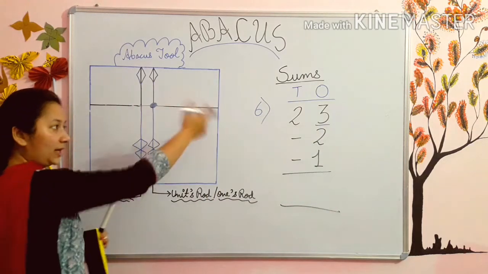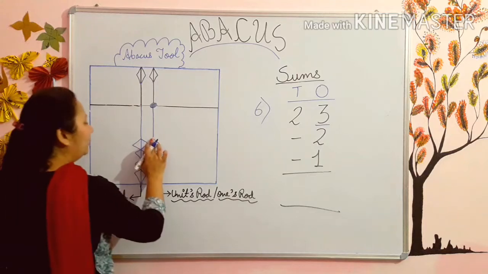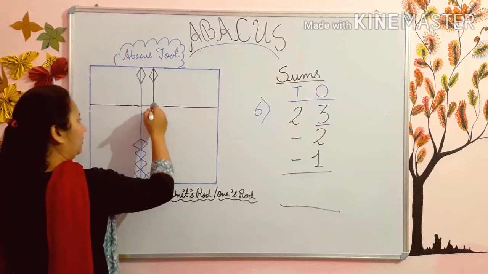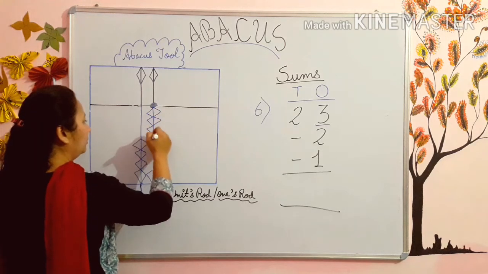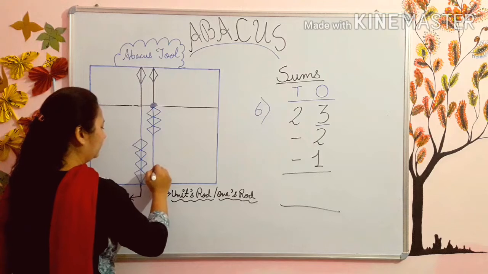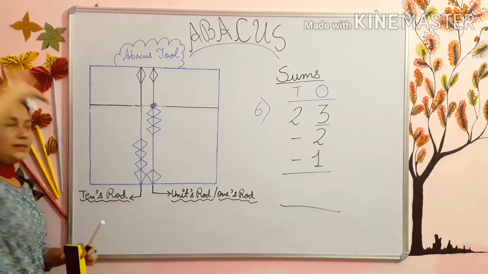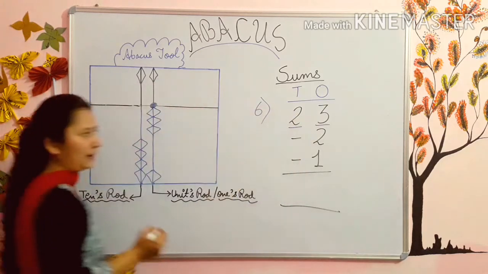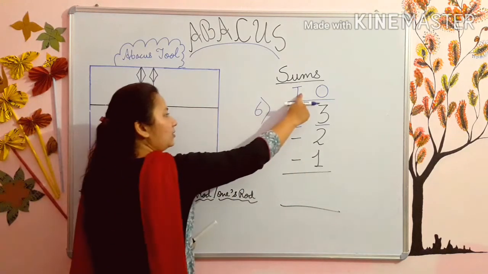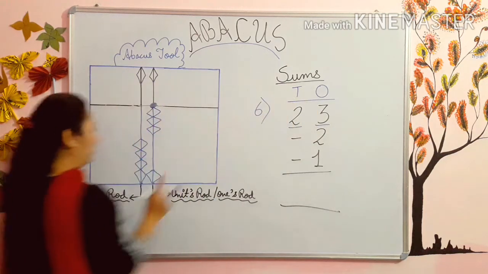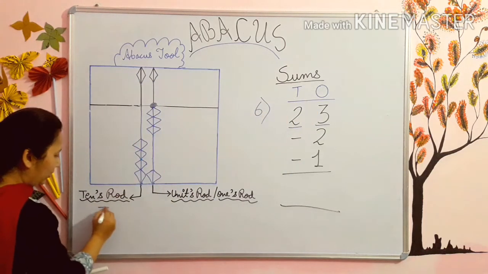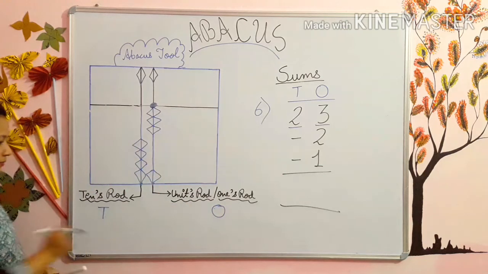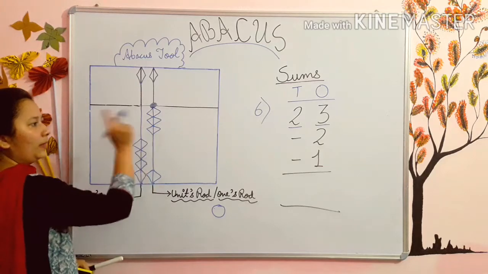So 3, no sign means add. So add 3 means put the beads up. 1, 2, 3. Put the beads up. See, 1, 2, 3. Now you have to put 2 in tens rod. See, 2 in tens rod. We can also call it T. Tens rod T. So 2.